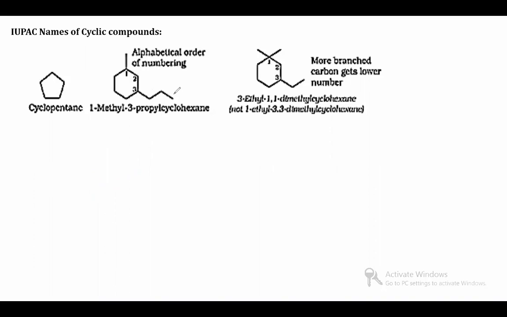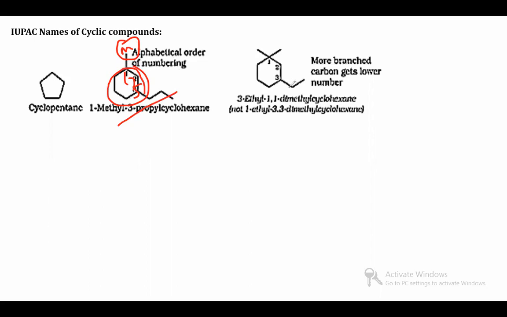From this side, 1 will be the group attached to 1, 2, 3. Okay, propane group attached, methane group attached. This methane will get the preferential number. So alphabetical order 1, 2, 3. Okay, 1 methyl, 3 propyl, and the rest of the carbon, 6 carbons, that is cyclohexane.